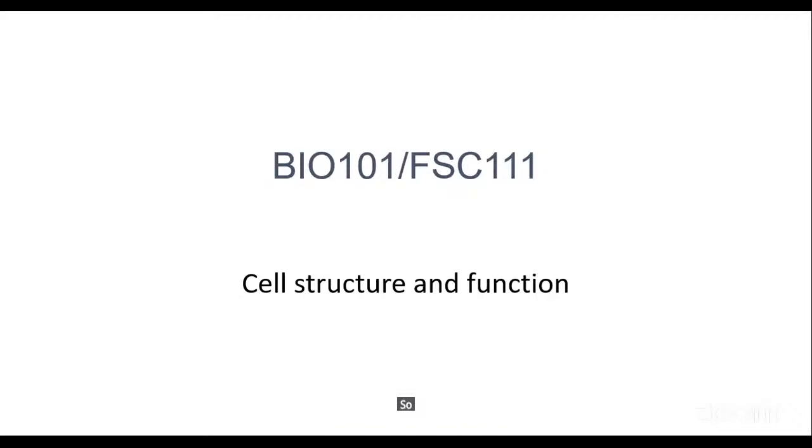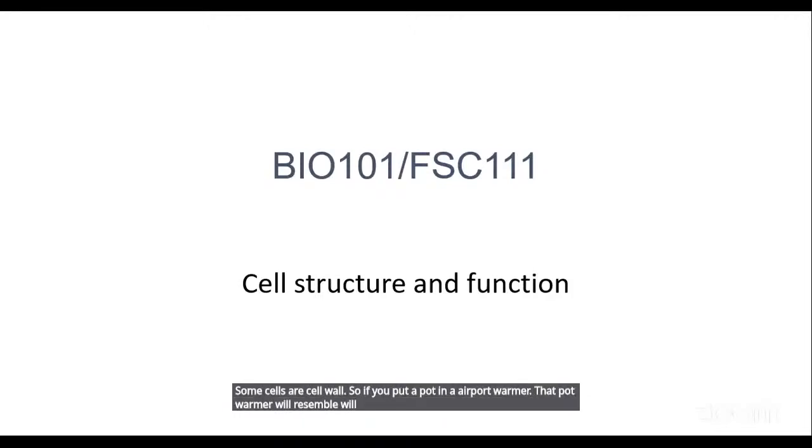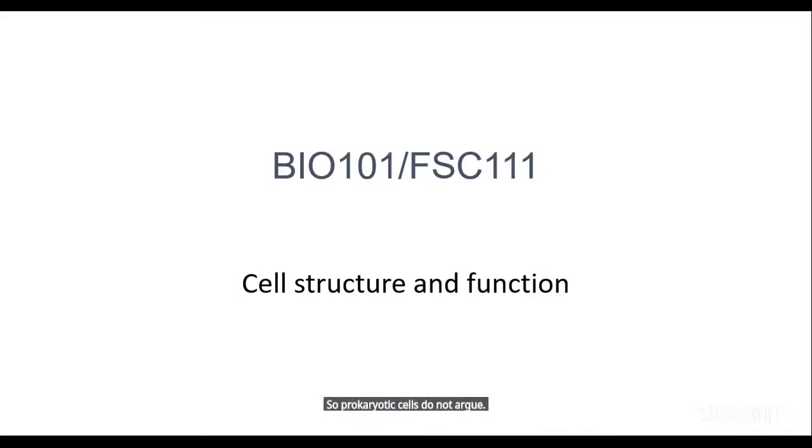So I said if you added the hard-boiled egg to it, then that hard-boiled egg represents your nucleus. Now, herein lies the difference. Some cells have a cell wall. So if you put a pot in a pot warmer, that pot warmer will be your cell wall. So prokaryotic cells do not have the egg, okay? And they have the pot warmer rather. So that would mean they have a cell wall. And the cell wall in prokaryotic cells is made up of peptidoglycan.